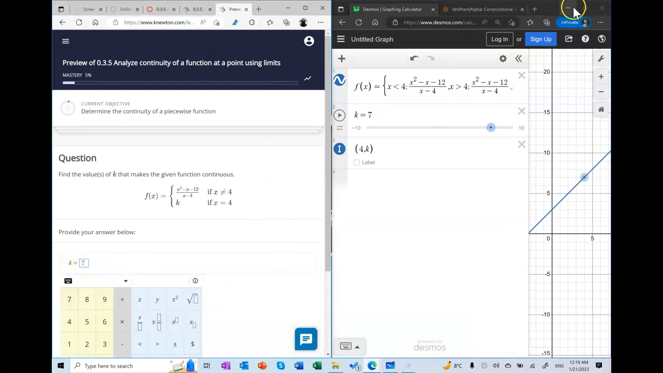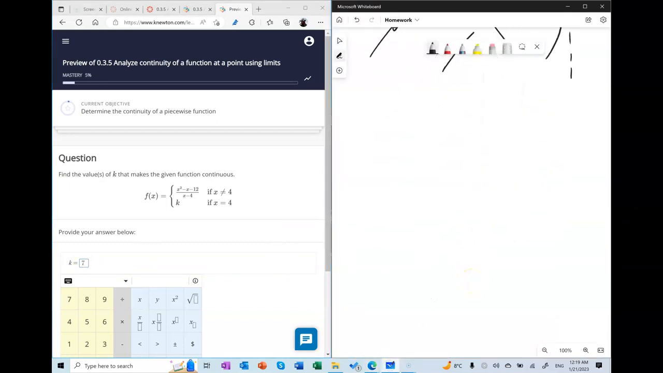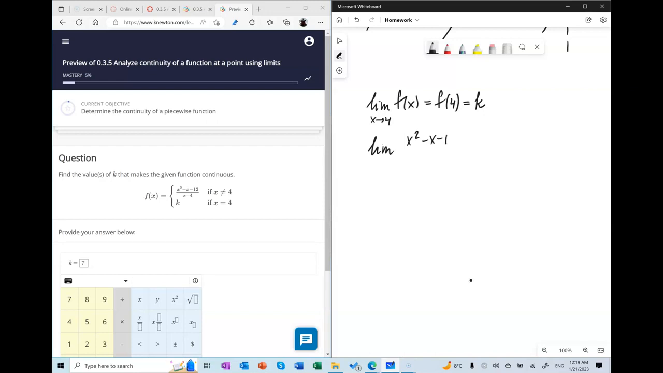Now, if you want to do this question analytically, that's good. If we want to do this question analytically, remember, in order for this function to be continuous, the limit of f of x as x approaches 4 has to be equal to f of 4. F of 4 is given to be k, but the limit of f of x as x approaches 4 is the same as the limit of this function because this is how the original function is defined.